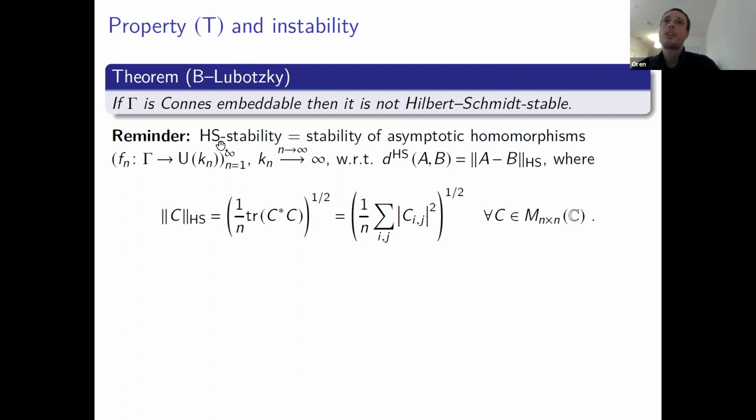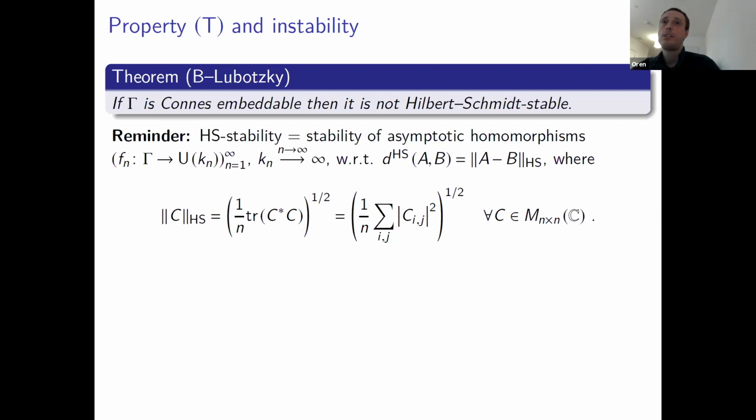So I'm just reminding you what Hilbert-Schmidt stability is. It is stability of asymptotic homomorphisms, like we had in the previous slides, only that now the functions that compose the asymptotic homomorphisms are into unitary groups, and the metric that I'm using is not the normalized Hamming metric, because these are not permutations, but the normalized Hilbert-Schmidt metric, which is just the norm of A minus B, where the norm is the square root of the sum of squares of the entries of a matrix divided by n. This is the norm that corresponds to the Hamming metric on permutations under the embedding of Sym n into U n. So this is of the same family.